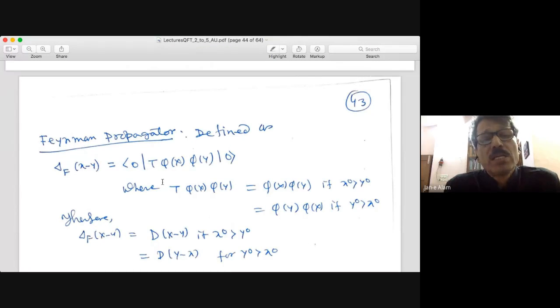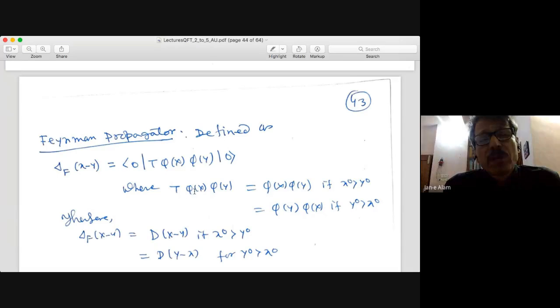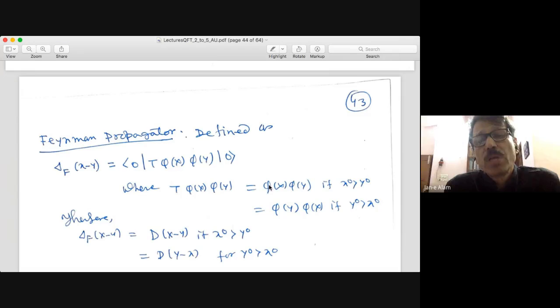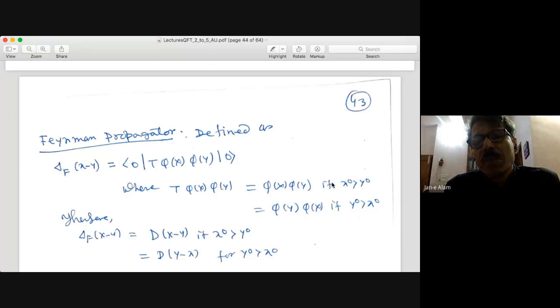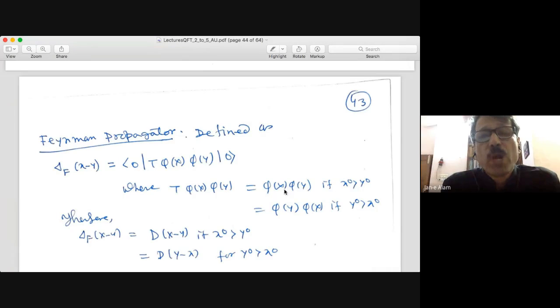This T is the time-ordering operator. What it does is that when T operates on φ(x)φ(y), it will give you φ(x)φ(y) if x⁰ is greater than y⁰. Here x⁰ is the temporal component of the 4-vector x, and y⁰ is the temporal component of y. So basically this is time, and that is why it is called time ordering.